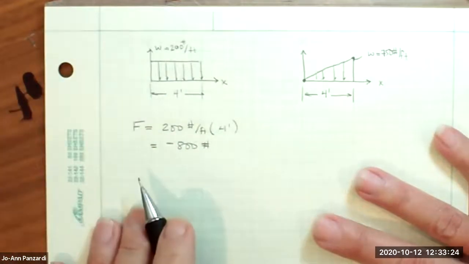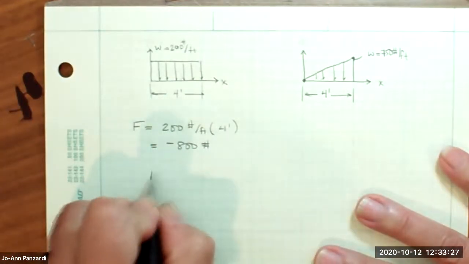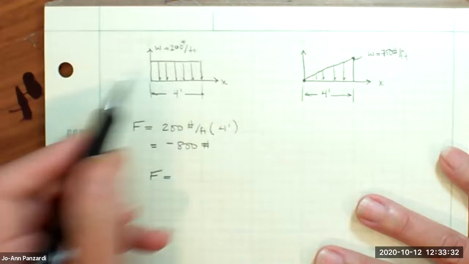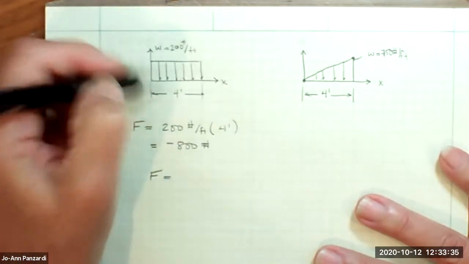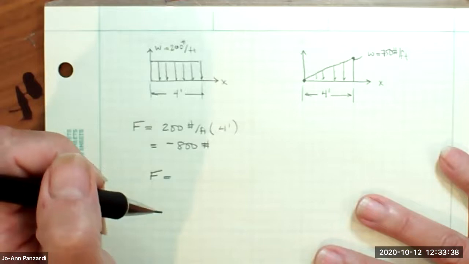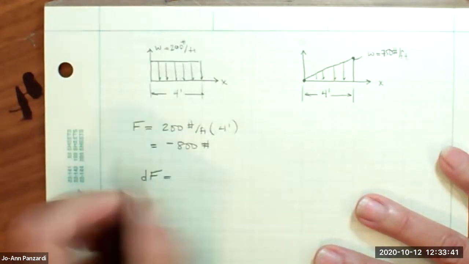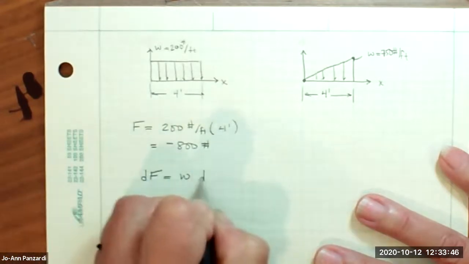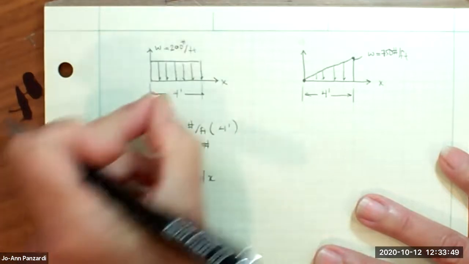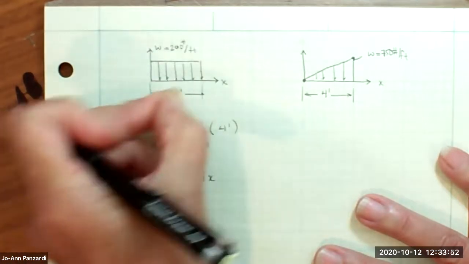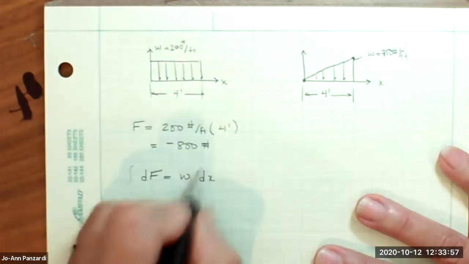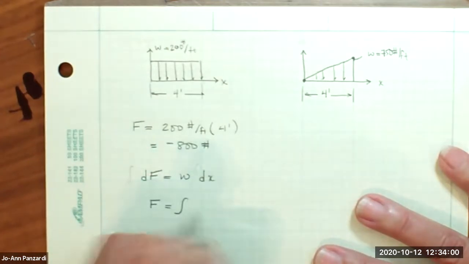Well, what we could have also done is do force is equal to a segmental part, remember from integration, where dF is really the portion of the force is equal to W times dx, because we're looking at an incremental piece of the force is equal to W times an incremental piece of dx. So if I integrate both sides, the force turns out to be the integral of W dx.